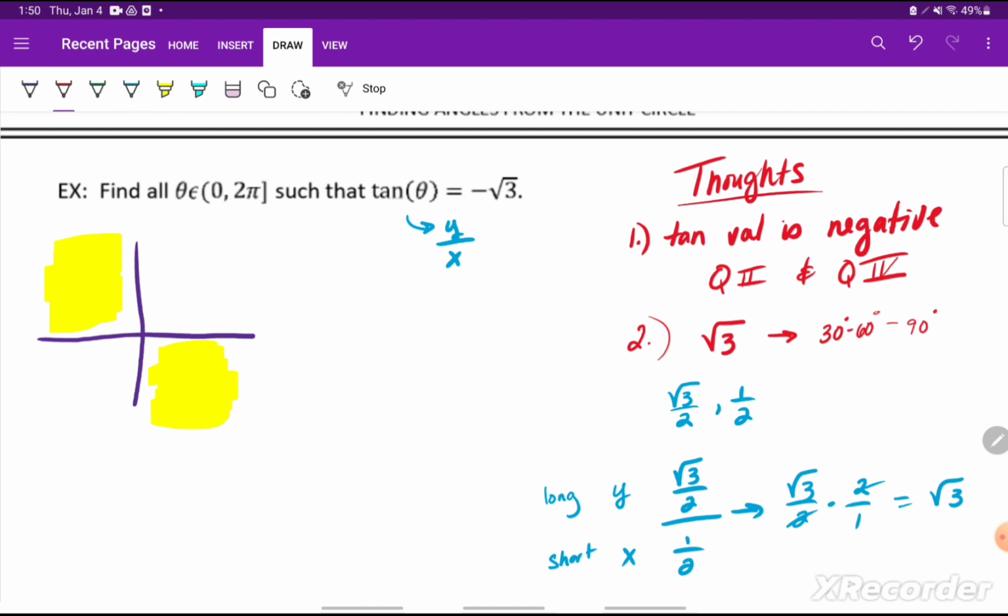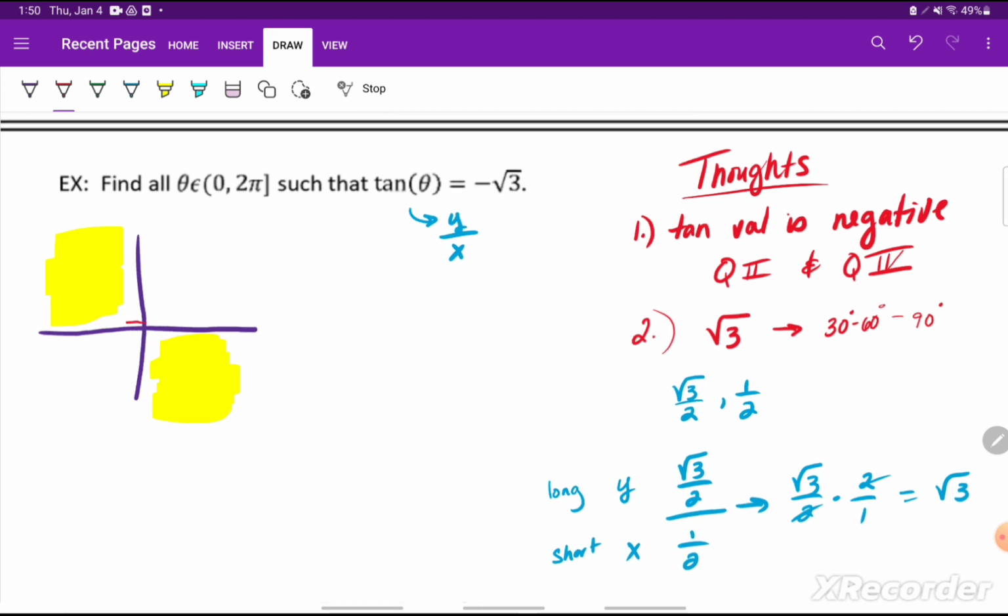All right, so in quadrant 2, x is the short side, y is the long side, triangle. Well, I know big angles are across from big sides, so this has to be a 60-degree reference angle. And once you've decided the reference angle in one of the quadrants, it's going to be the exact same reference angle in the other quadrant. X is the short side, y is the long side. Our reference angle's across from the long side, so this has to be a 60.